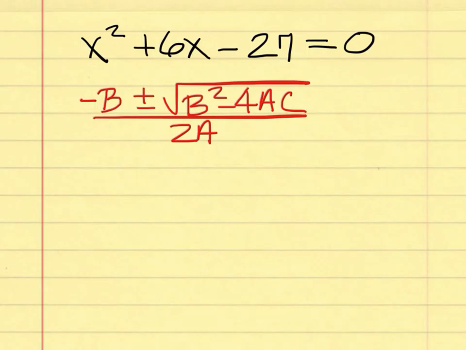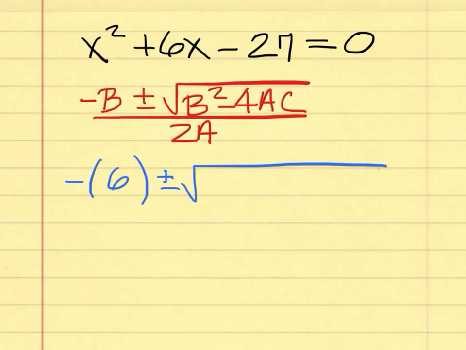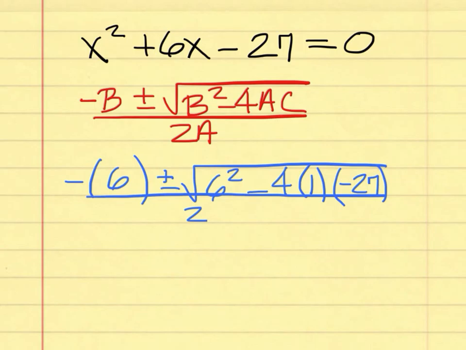You have a negative b, so put negative parentheses. And what is b in the equation? So put in a 6. Plus or minus the square root of b squared. b is 6, so it's 6 squared. Minus 4 times a. a is what? 1. And c, negative 27. On the bottom, you have 2 times 1, because it's 2 times a.